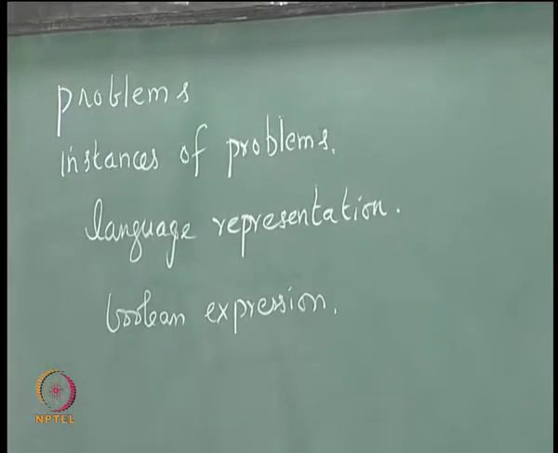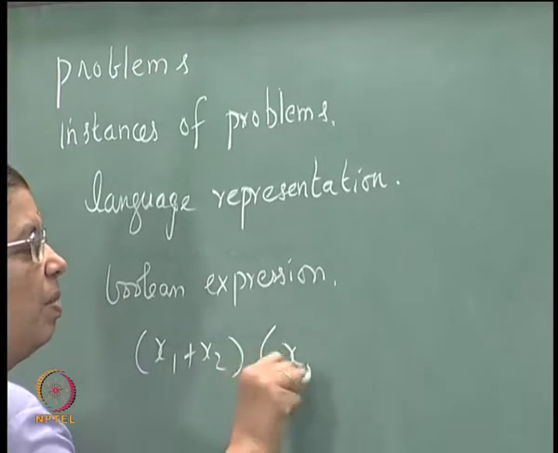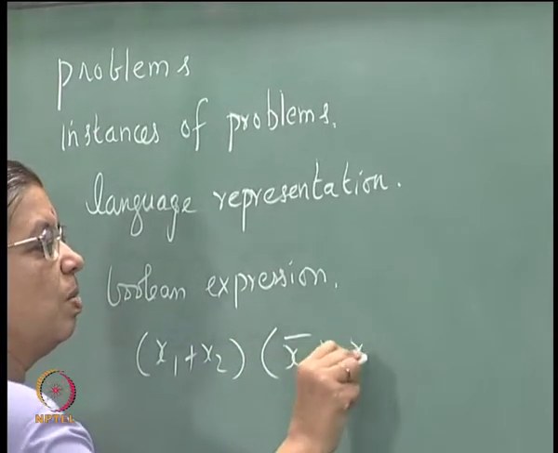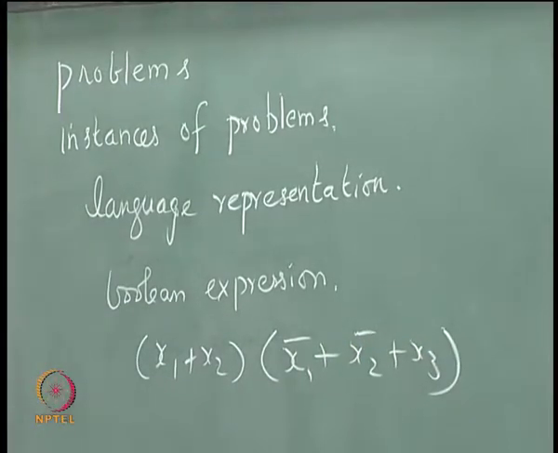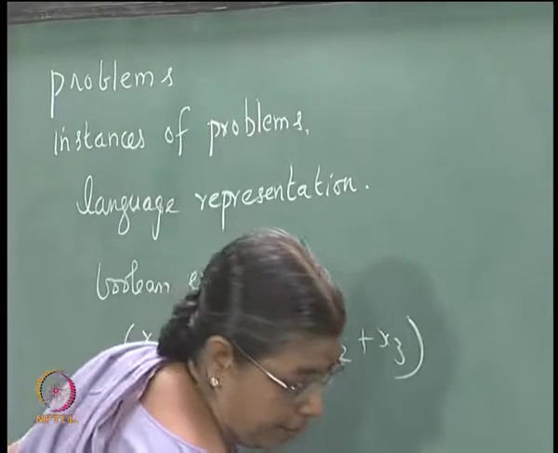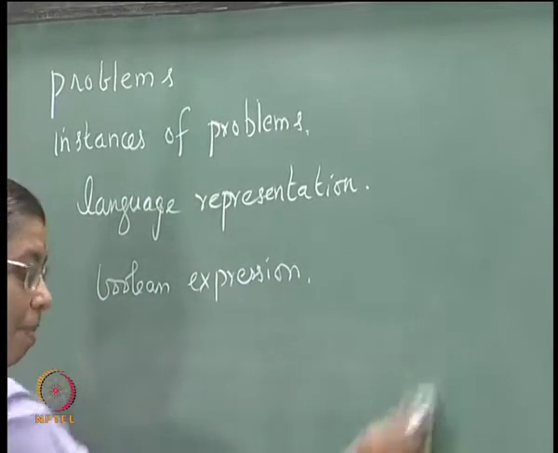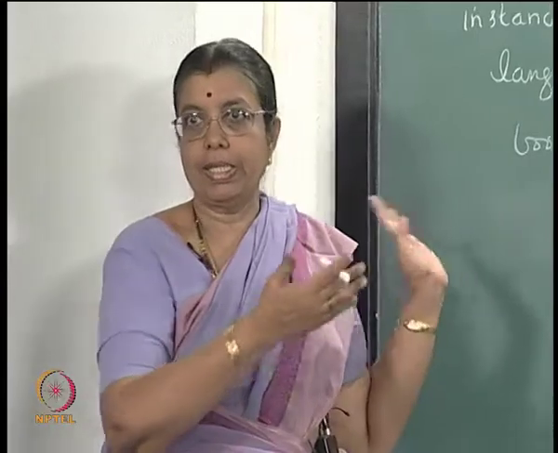That is a decidable problem. Is it satisfiable or not? Given an expression something like that, x1 plus x2, x1 bar plus x2 bar plus something like that. This is a Boolean expression. Is it satisfiable means is there an assignment to the variables which will make the expression equal to 1. This is a decidable problem. You can definitely find out whether it is satisfiable or not. But there are several instances of the problem. Okay. What is an instance? An instance is an expression. One expression is an instance.